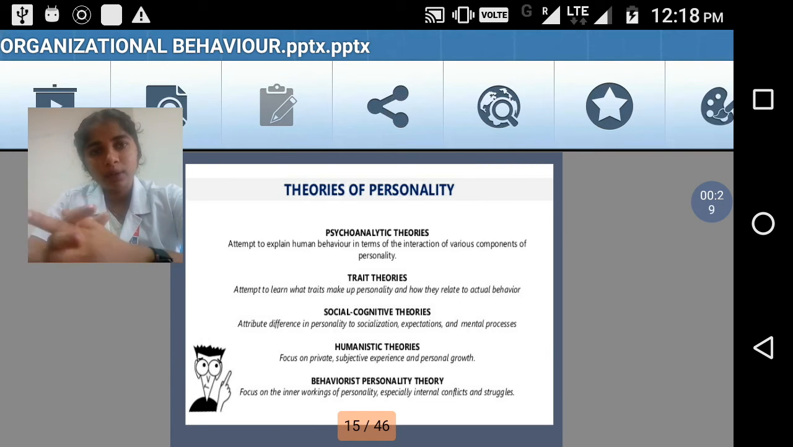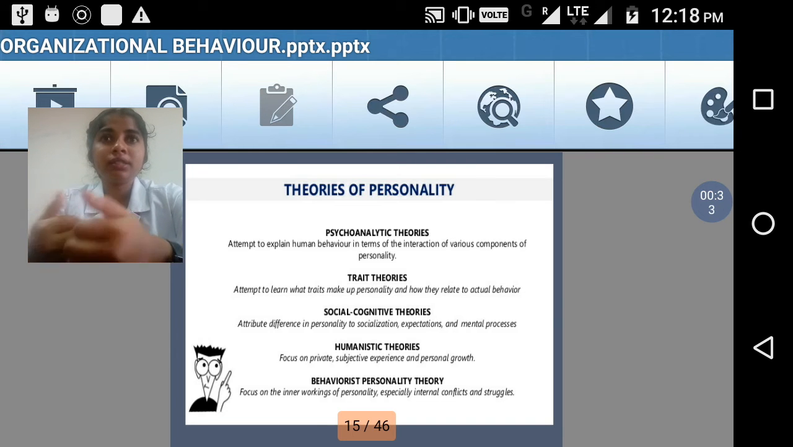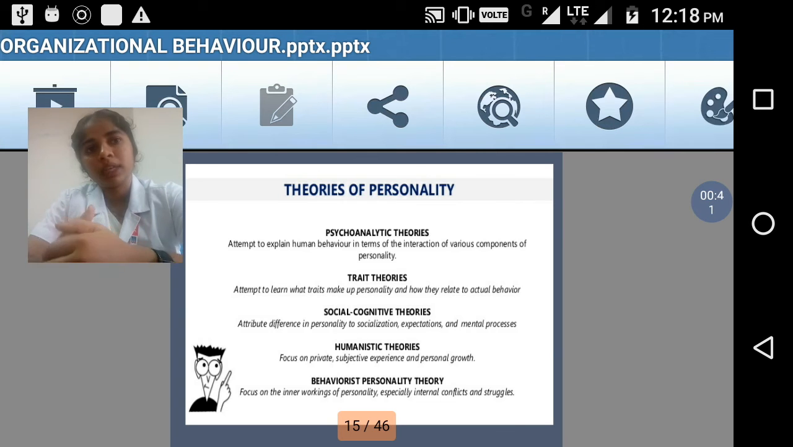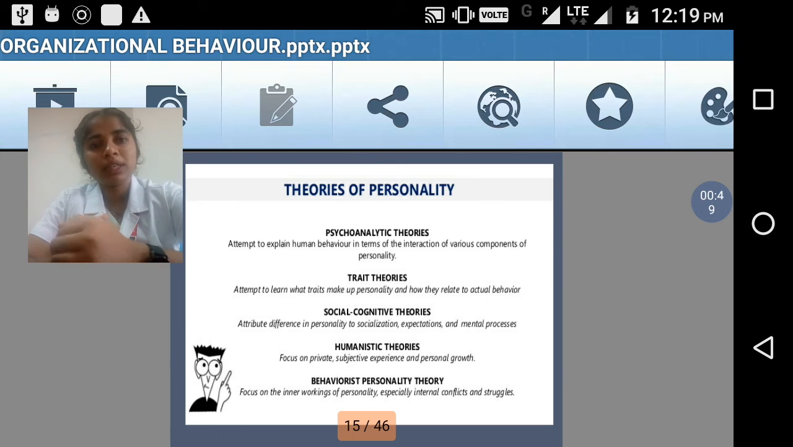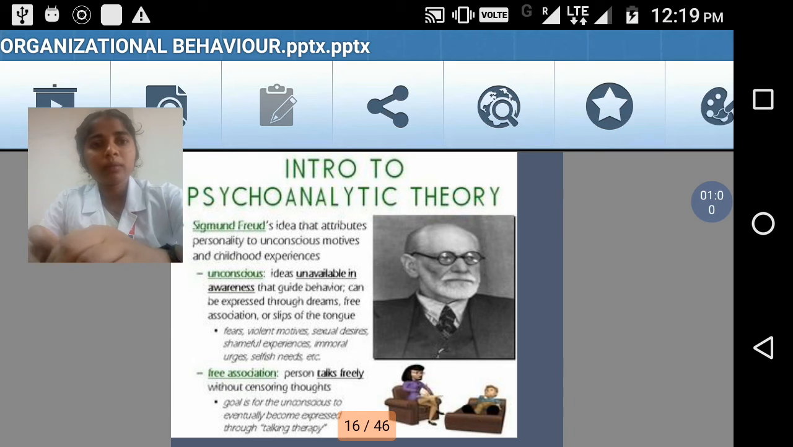So let's see the psychoanalytical theory. Psychoanalytical theory talks about human behavior, how people think, how their mind is, and how it is working. This is the concept of the psychoanalytical theory. The psychoanalytical theory was developed by Sigmund Freud. He developed the theory and gave the three levels of consciousness.